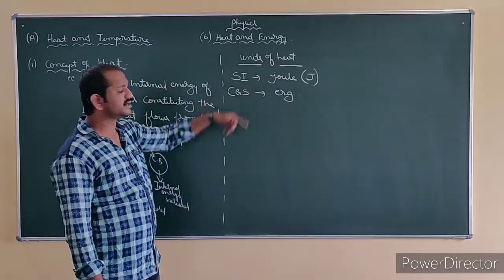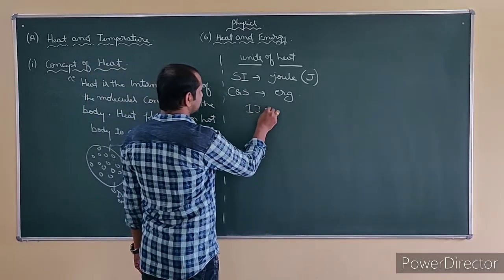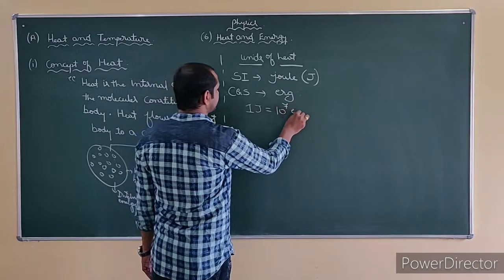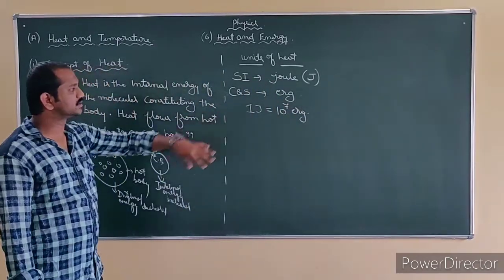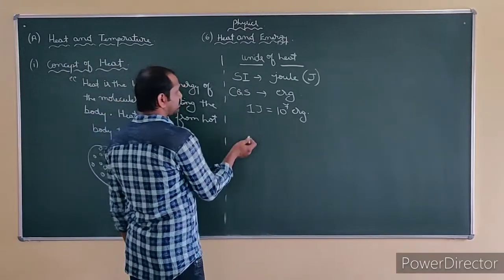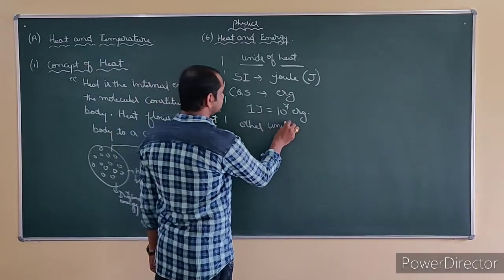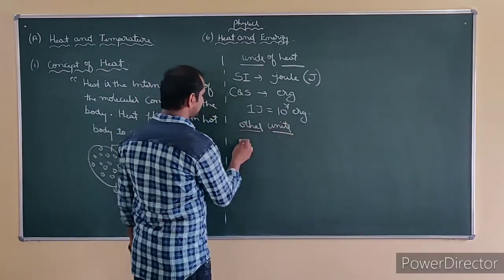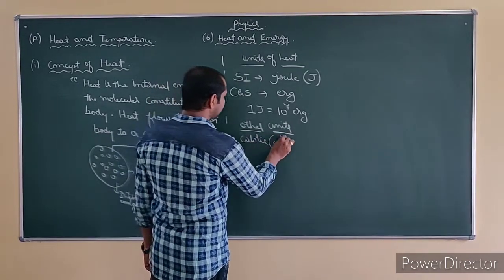Now what is the relation between the SI and CGS units of heat? 1 joule is equal to 10 to the power of 7 erg. Understand? And the other, higher units are calorie and kilocalorie.